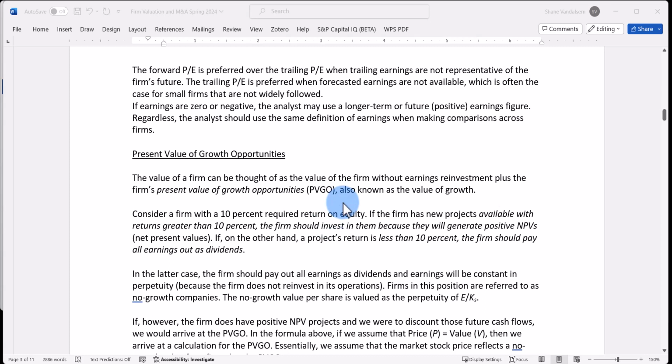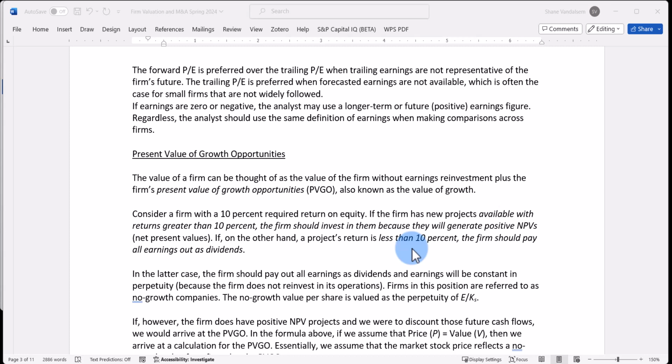Consider a firm with a 10% required return on equity. If the firm has new projects available with returns of greater than 10%, the firm should invest in them because they will generate positive NPVs, or net present values. If, on the other hand, a project's return is less than 10%, the firm should pay out all earnings as dividends. In this hypothetical situation, the firm doesn't have any debt. It's entirely funded with equity. In the latter case, the firm should pay out all earnings as dividends, and earnings will be constant in perpetuity because the firm does not reinvest in operations.